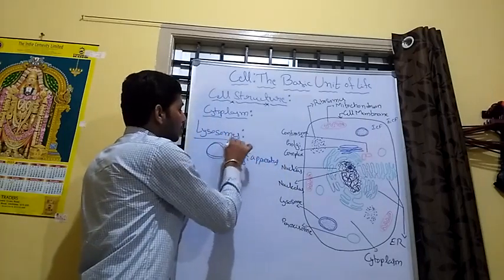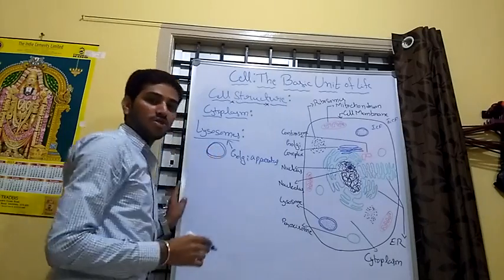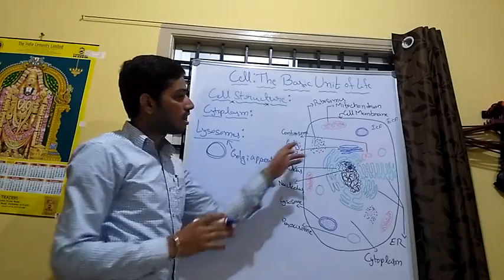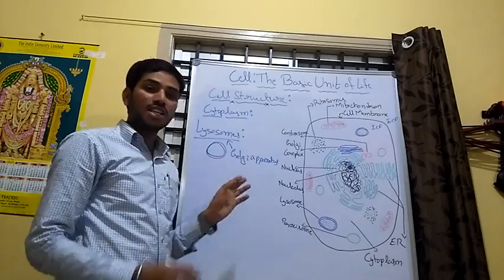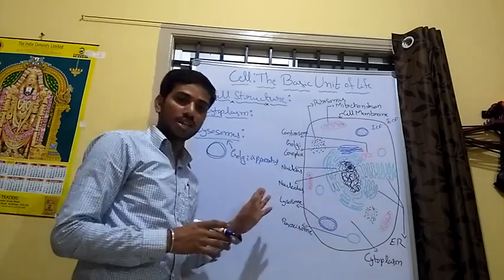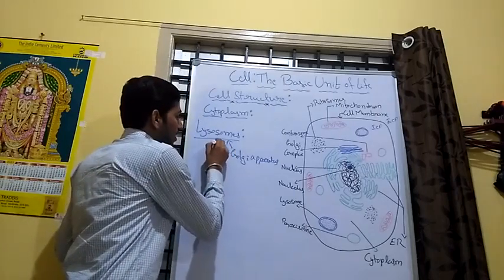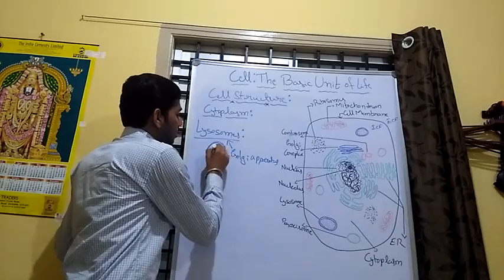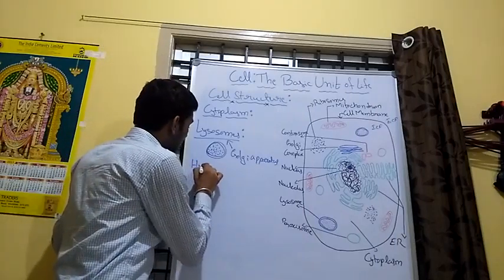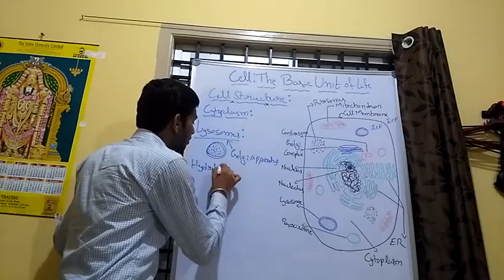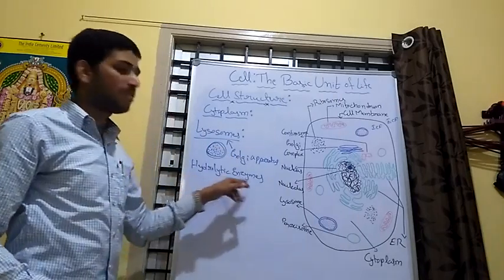The lysosomes originate from the Golgi apparatus, and they have a thicker membrane. The lysosomes have the thickest membrane among all the other cytoplasmic organelles because they contain granules. These granules are made up of hydrolytic enzymes.